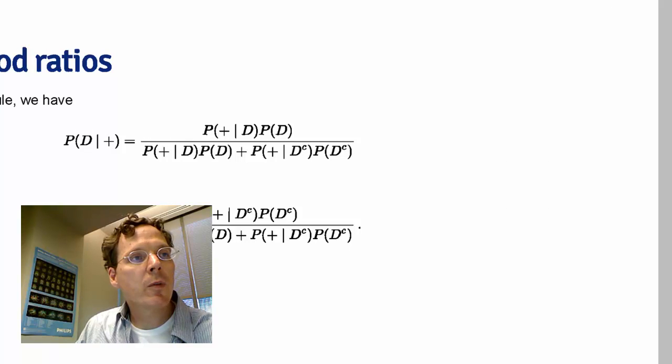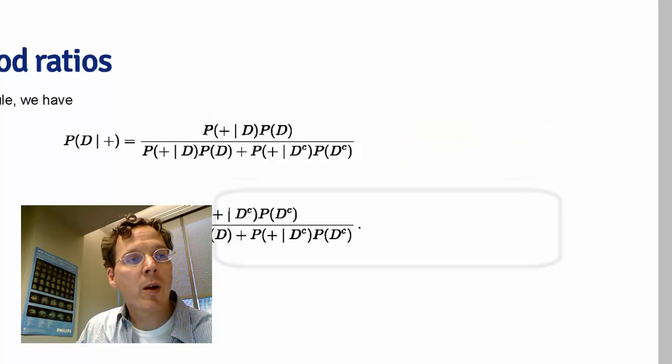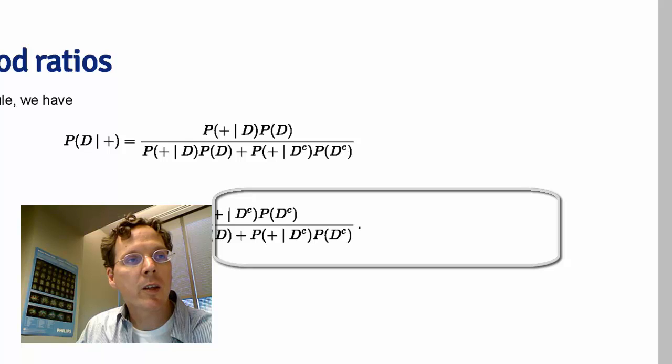Here I just give the formula for the positive predictive value again as it's plugged into Bayes' rule. And remember, this formula then only depends on the sensitivity, 1 minus the specificity, and the prevalence of disease. We can do the exact same thing for 1 minus this probability, 1 minus the positive predictive value, which is the probability of not having the disease given a positive test result, and you get this formula to the right.